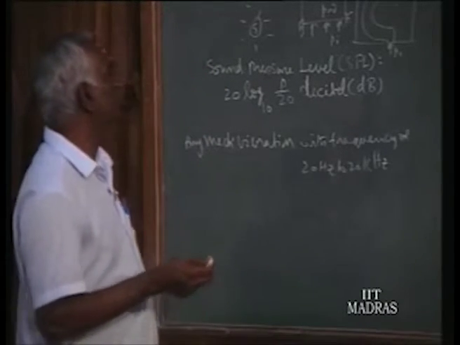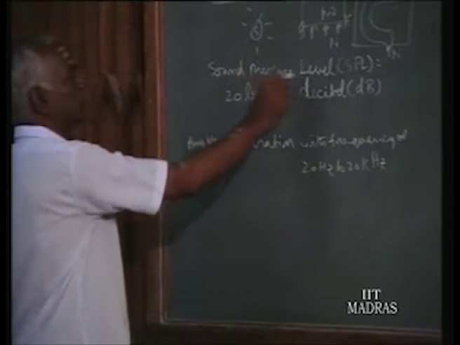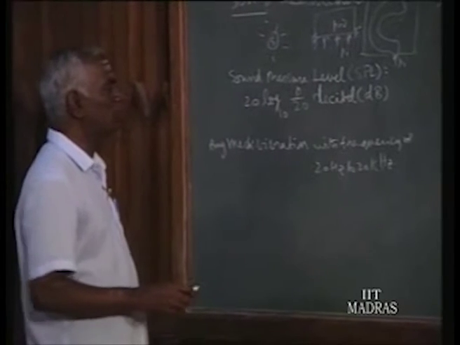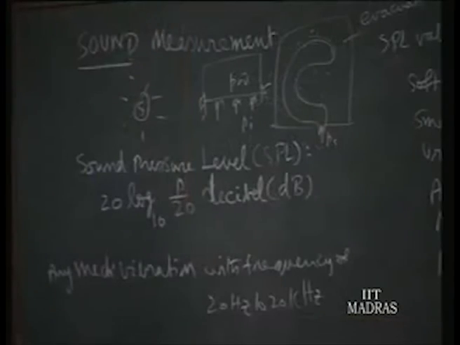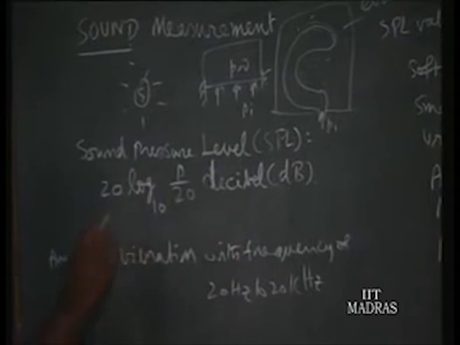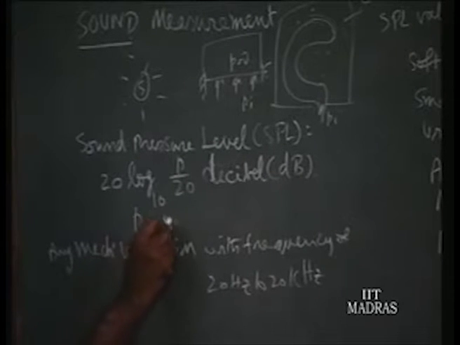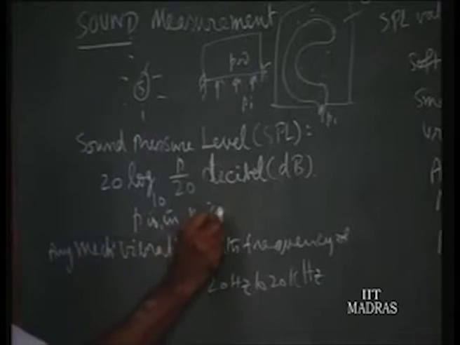So for that we have this unit, sound pressure level. Sound pressure level is the unit, simply called SPL. It is defined as 20 log to the base 10 of P by 20 decibel, where P is in micropascal.